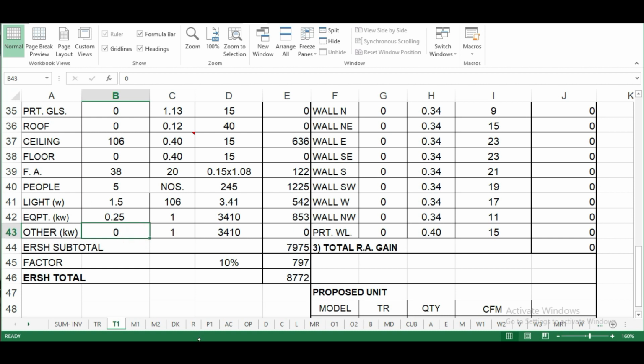Now we are getting the total sensible heat in BTU per hour, that is 7975 BTU per hour. BTU is a unit of heat that stands for British thermal unit. That's a total summation of 7975, and we have considered 10% as a safety factor, as you see over here. The total comes to 8772 total ERSH, that is total sensible heat.